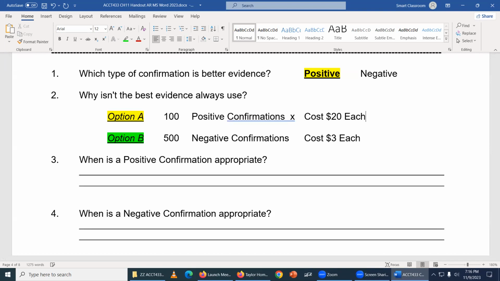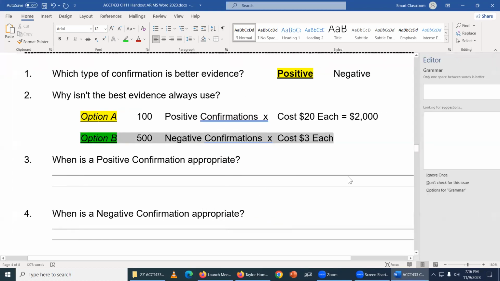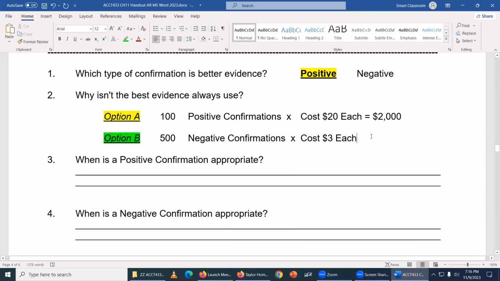I will choose A. Well, okay, A will cost you $2,000. And B, $1,500. So it is possible that you sometimes will choose not the best evidence, because the best evidence is too expensive. And on some level, you have to remember you're spending the client's money, so you do have a little bit of responsibility to try to keep the cost contained. In this case, if you're equally happy, you would probably go with the 500 negative confirmations, because even though it's not as good of evidence, it is cheaper.